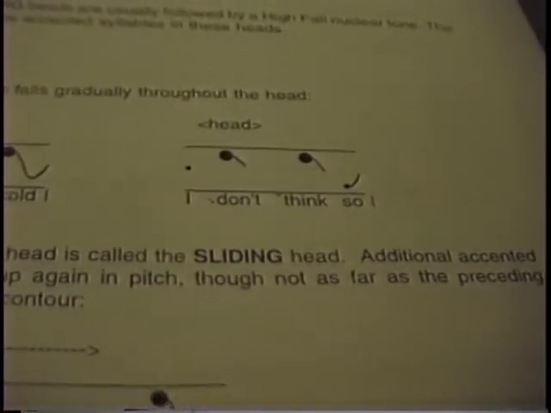sliding head. So again, we have to find a new word in the vocabulary to make a difference between falling and falling in a different way. So we call it sliding. And here, exactly the same principle with successive accents in this position. Each successive accent jumps up a little bit in pitch and re-establishes the point from which the fall starts.